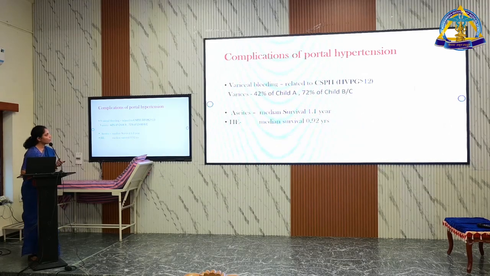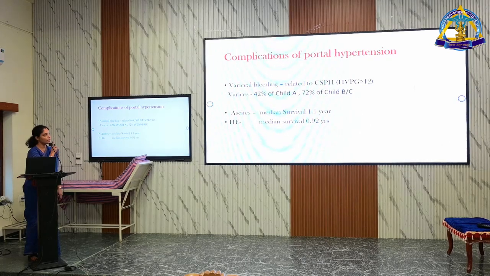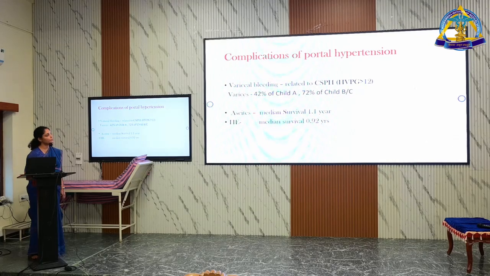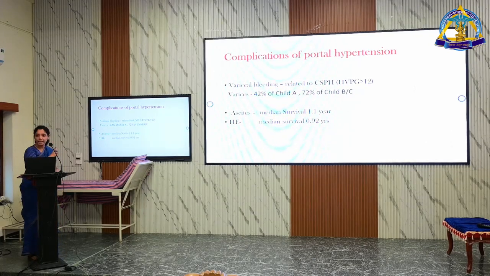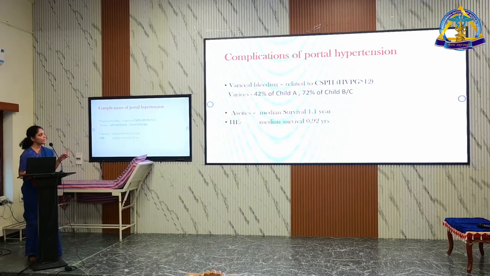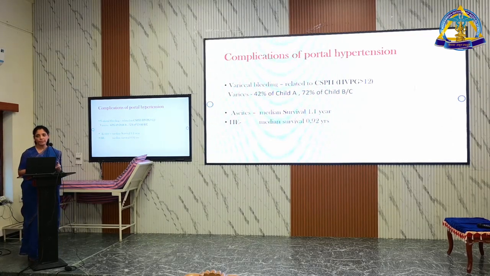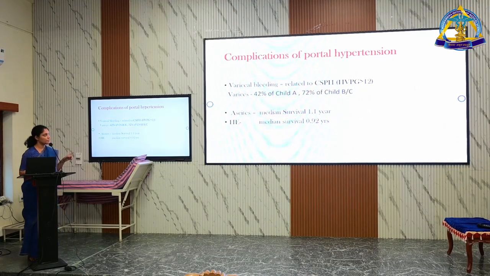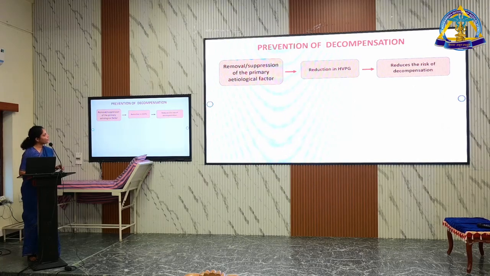So, complications of portal hypertension. We earlier said this actually. Clinically significant portal hypertension is when the HVPG is more than 10. But when the HVPG is more than 12, there is a high propensity for variceal bleeding. Varices are present in Child A in 42% of the patients, whereas in Child B and C 72% of the patients have varices. And what is the median survival for ascites and hepatic encephalopathy? If a patient develops ascites, the median survival is 1.1 years, and for hepatic encephalopathy it is less than 1 year.